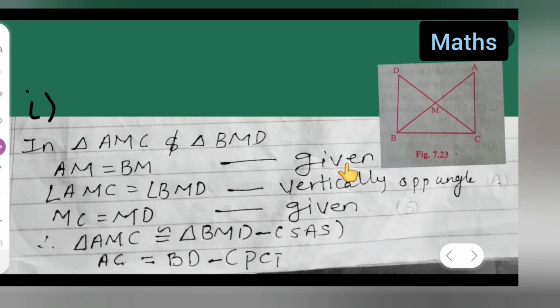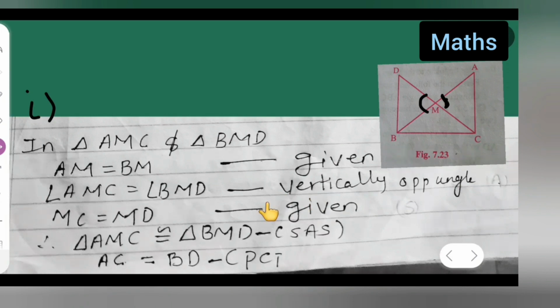Next, take angle AMC. Angle AMC is equal to angle BMD. Basically, we are taking these as vertically opposite angles, here and this part. The reason is vertically opposite angles.